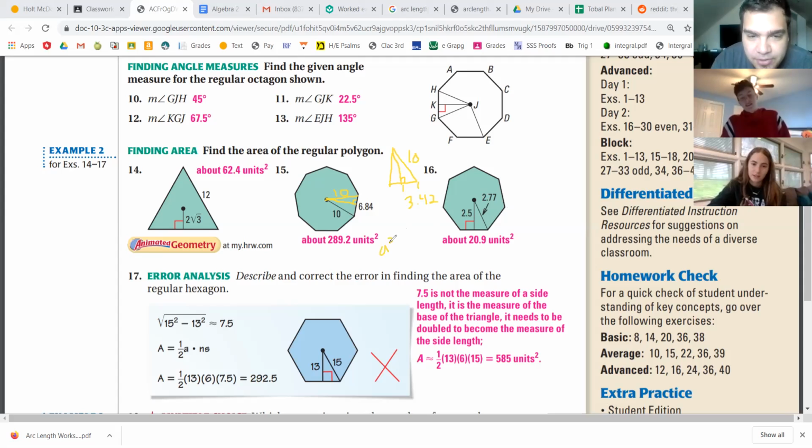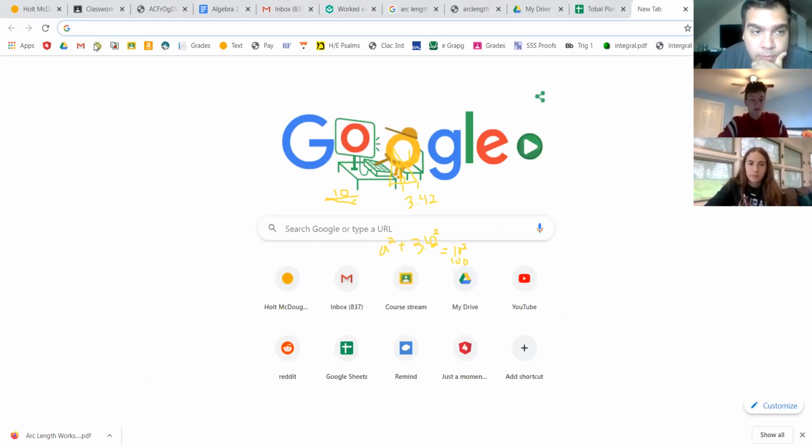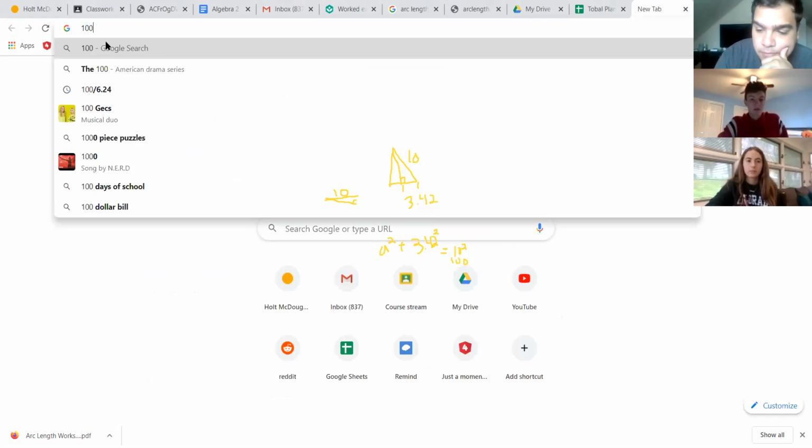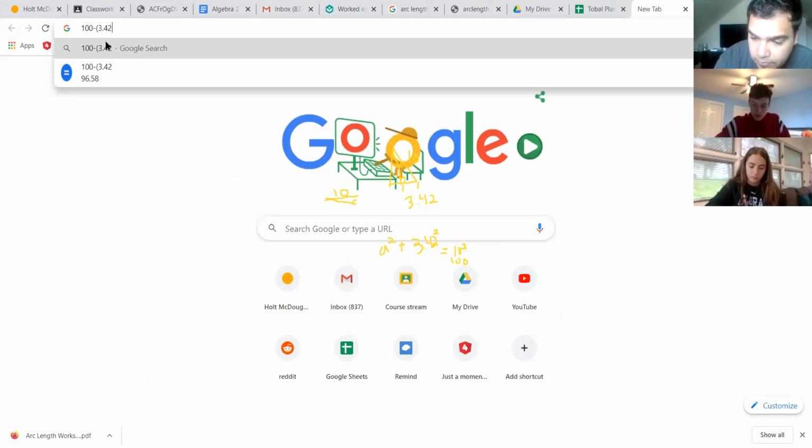So a squared, I don't know what a squared is, plus b squared, which is 3.42, or 3.42 squared, equals 10 squared. 10 squared is pretty easy. That's 100. Okay. So we're just going to subtract 3.42 squared on both sides. So let's see. Let me open up the calculator. So 100 minus, and I'm going to put in parentheses, 3.42 times 3.42, close parentheses.